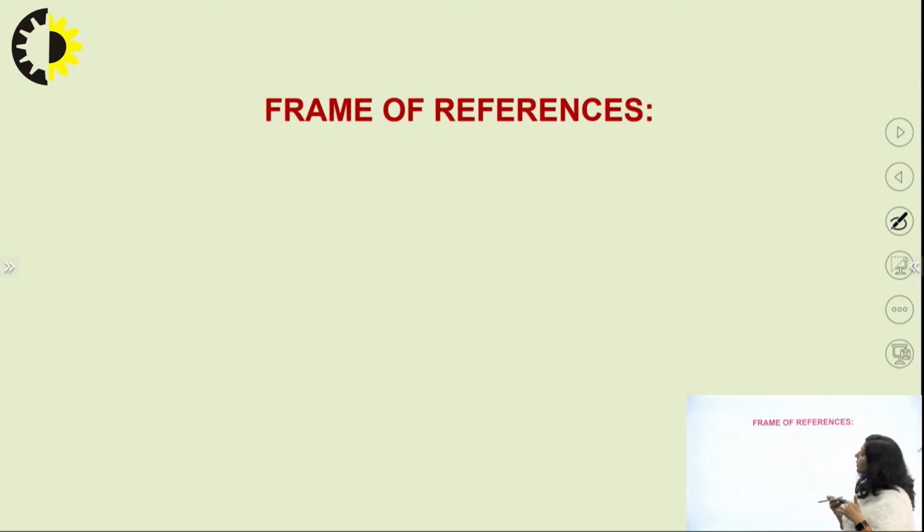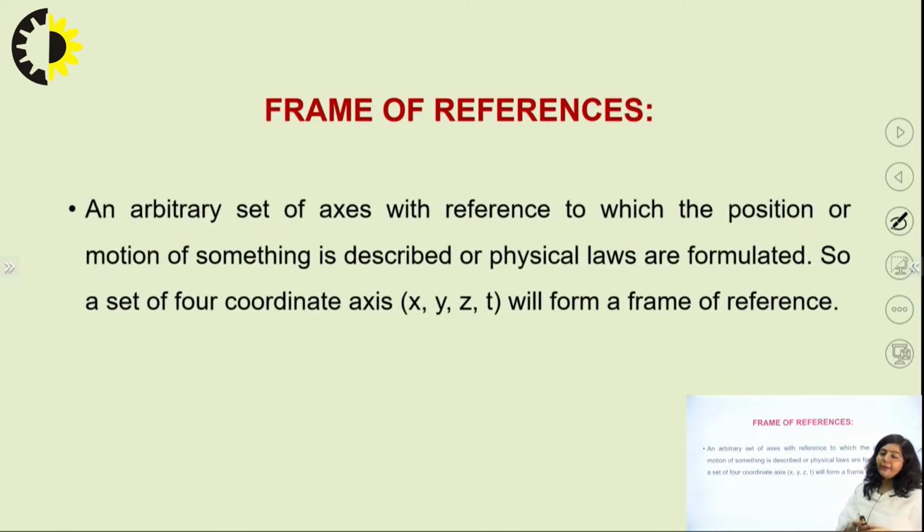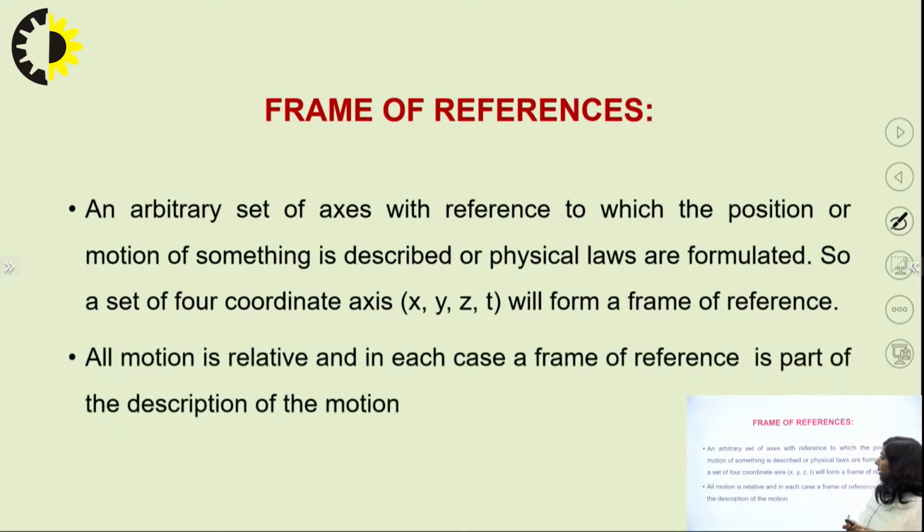So in order to completely describe the motion of any object, a set of 4 coordinates is required: 3 position coordinates and a time coordinate. In a frame of reference, basically we have a combination of 4 coordinate axes. Out of those 4, 3 are position coordinates and 1 is known as the time coordinate. This particular combination x, y, z, t will describe the motion of any object in a particular frame of reference.